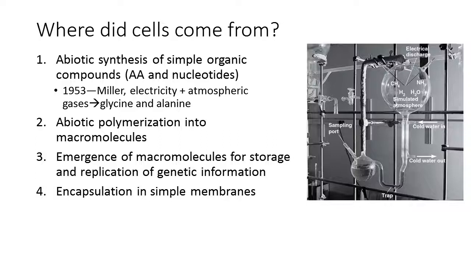The second criteria is abiotic polymerization. So now that we've got these compounds, now that we've got glycine and alanine, we have to have a way to put those together without having, say, a ribosome to do it.